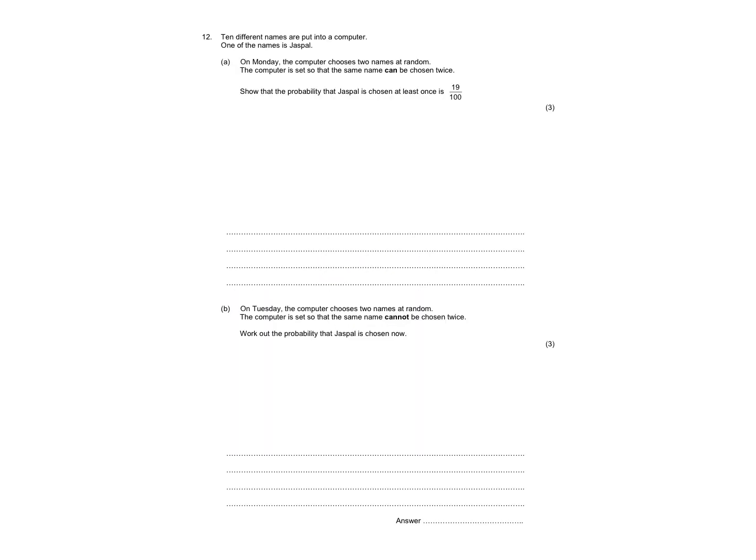Question 12. So 10 different names are put into a computer. One of the names is Jaspal. On Monday, the computer chooses 2 names and the computer is set so the same name can be chosen twice. Find the probability that Jaspal is chosen at least once. So this big space here is very, very useful for drawing a tree diagram. So the names can be Jaspal or they can not be Jaspal.